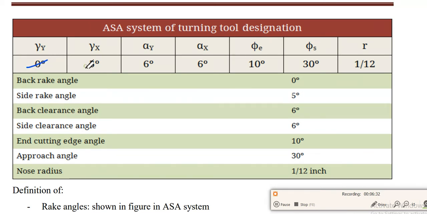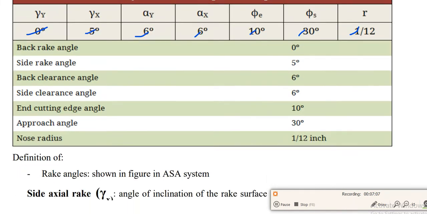Now the side rake angle should be 5 degree in the ASA system. Back rake angle should be 6 degree. And next one is the side clearance angle, that is alpha x, should be 6 degree. And the end cutting edge angle should be 10 degree. Approach angle should be 30 degree. And nose radius should be 1 by 12 inch. So these are the various ASA system of turning tool designations. So we have to remember these values for the tool designations.